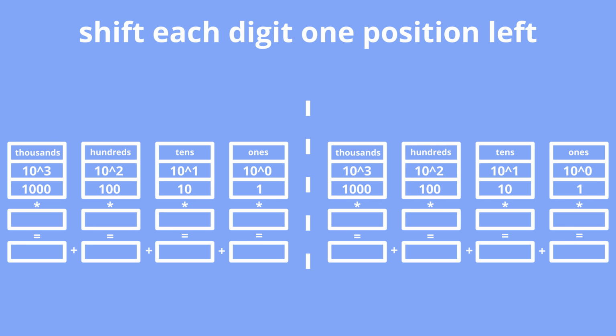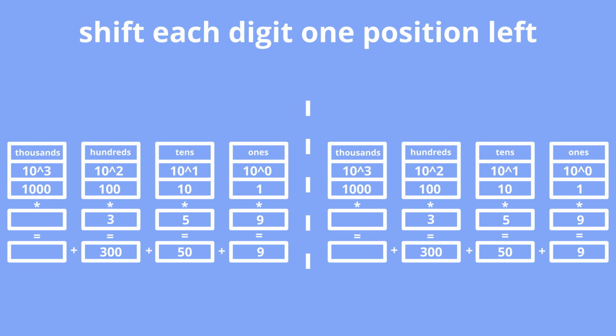Now let's consider shifting each digit one position to the left. This is equivalent to writing 0 to the right of the number in any positional number system. And as a result, the number will be base times greater. So in the base 10 number system, it will increase 10 times, and in the base 2 number system, it will increase 2 times.